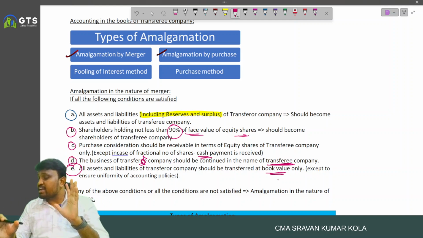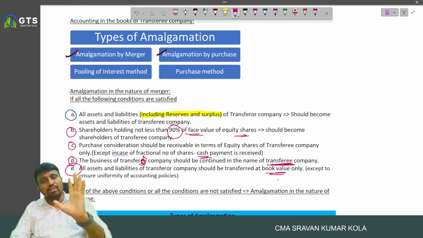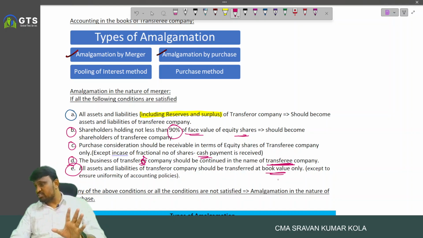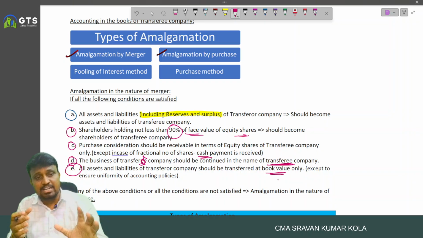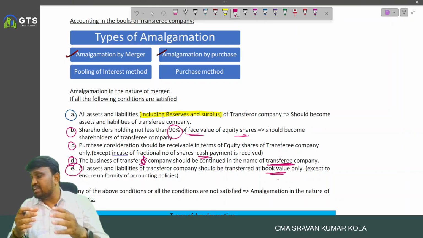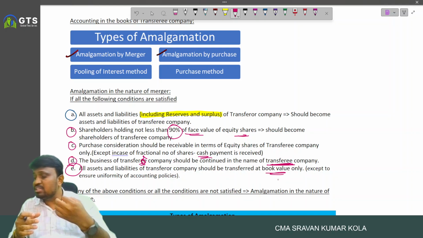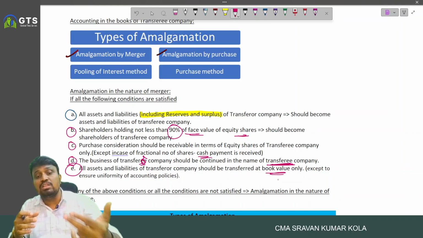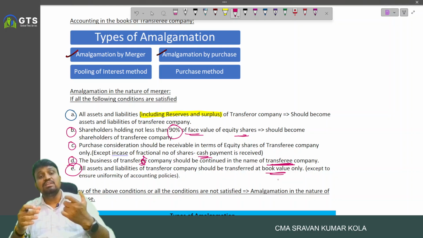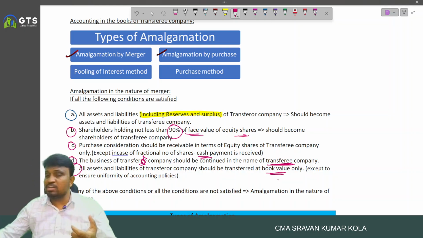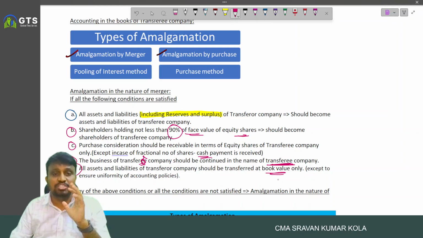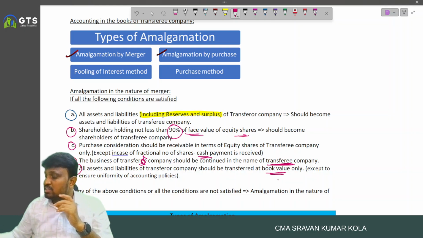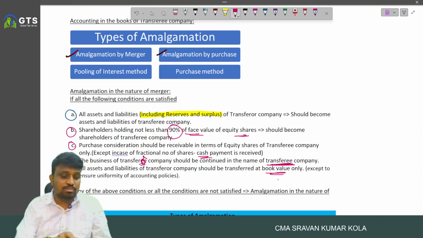Okay. So we have five conditions which are required to be satisfied for verifying the amalgamation in the nature of merger or purchase. If all the five conditions are satisfied, then that amalgamation is treated as amalgamation in the nature of merger. If any one of the conditions or all the conditions are not satisfied, that is treated as amalgamation in the nature of purchase.